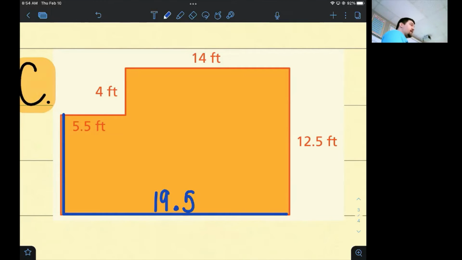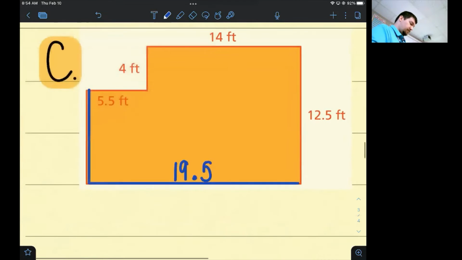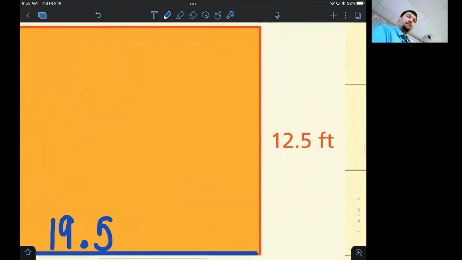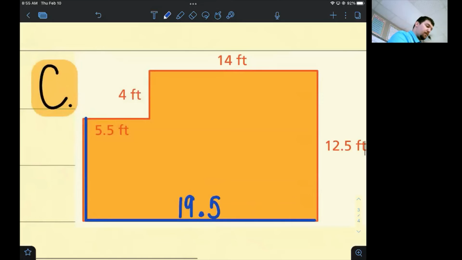Someone else want to show me how I could find the side on the left, Rayleigh? Oh, I was gonna say half of it, but that wouldn't make sense. It's not quite half of it. Do you have any other thoughts on it? So look at this side over here. It's 12.5, right? I know that this side that we're missing, along with this 4-foot side, have to add up to be 12.5. So using that information, how could I find out the missing side?